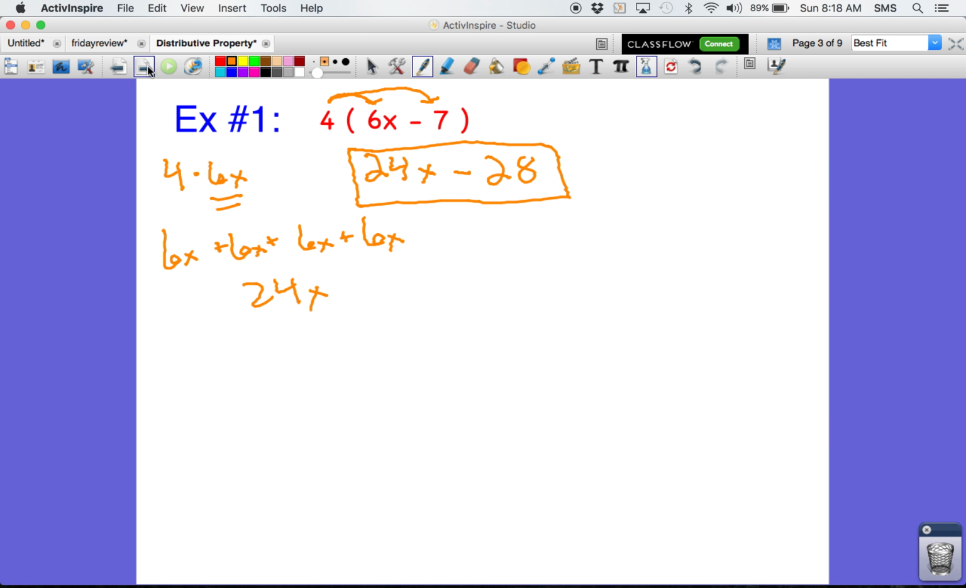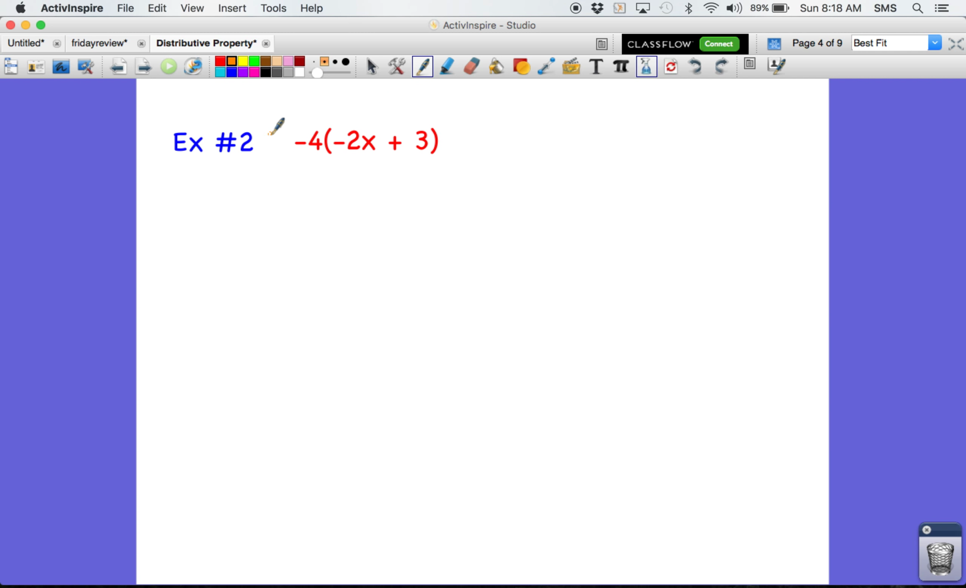Let's look at another one just to do a few more examples. So now I have negative 4 parentheses. That means negative 4 times everything inside my parentheses, which is negative 2x plus 3. Again, I can't simplify inside the parentheses. There's nothing I can do inside of here. I cannot combine negative 2x and positive 3 because the negative 2x has a variable, the 3 doesn't, so they are not like terms. So what I need to do is, by simplifying, I want to get rid of these parentheses.